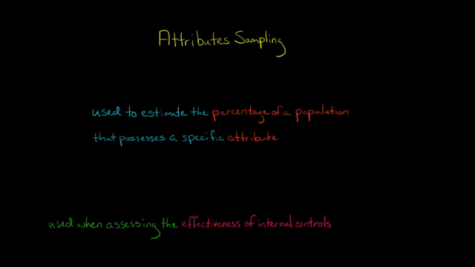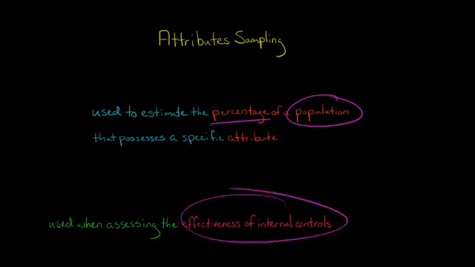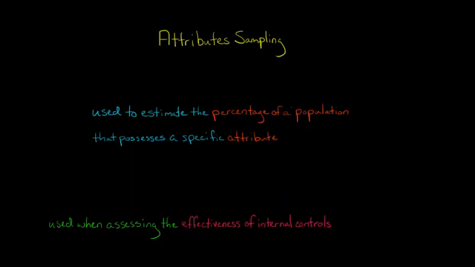In this video, we're going to discuss attribute sampling. Attribute sampling is used to estimate the percentage or proportion of a population that has a specific characteristic, and it's used when assessing the effectiveness of a company's internal controls. For example, you might say, what percent of the time does a company perform a credit check when it makes a sale to a customer?